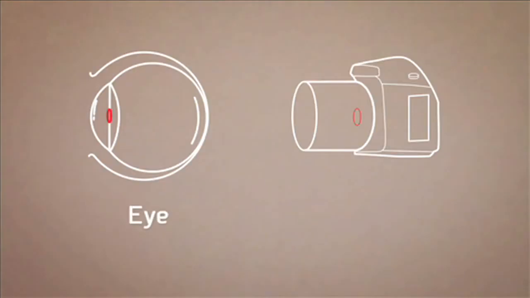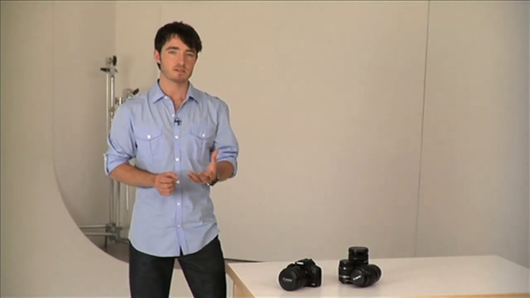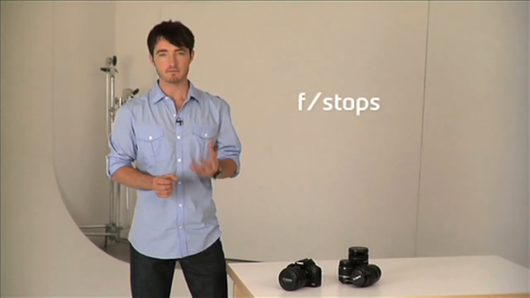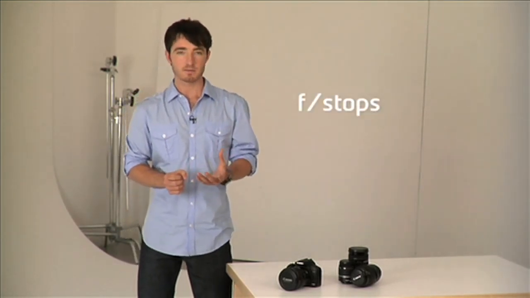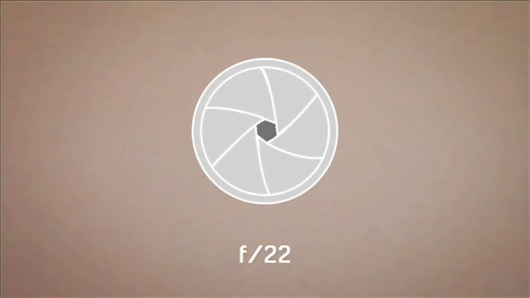This is a measurement of how wide the hole in the back of the lens opens to allow light in. You can think of it as the iris in your eye. Aperture values are expressed in numbers called f-stops. A smaller f-stop number means more light is coming into the camera. For example, f1.4 lets in a lot more light, whereas f22 is like a pinhole.